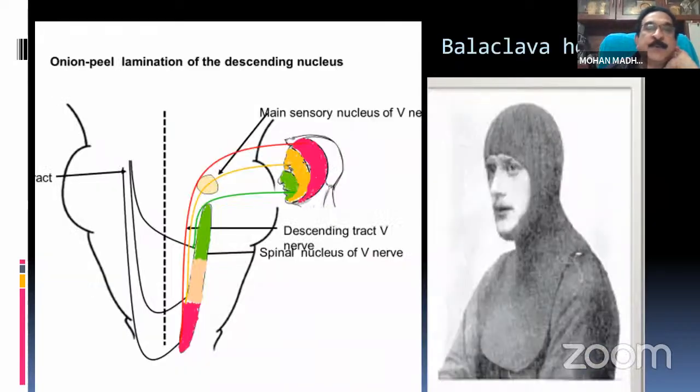Well, this is the onion peel lamination. Suppose the lesion is there in the lowermost part of the spinal cord, affecting bilaterally. The area affected will be the most peripheral part first. As the lesion goes up, as in the case of syringobulbia going ascending up, the pain fibers gradually affected go towards the nose. And the last part affected will be in and around the lips and mouth. So this is called the classical onion peel lamination.